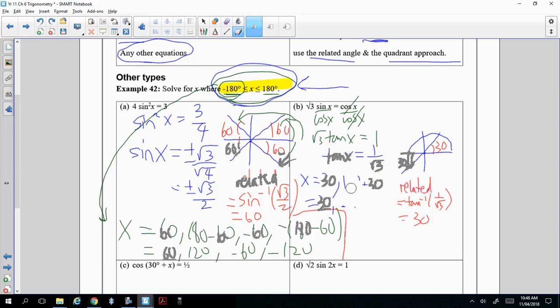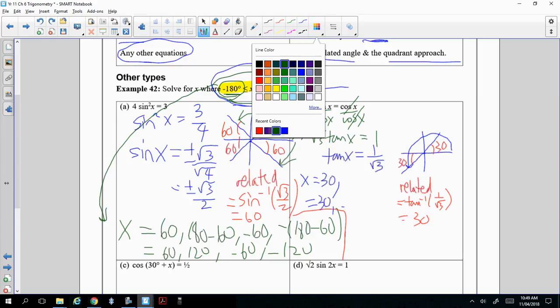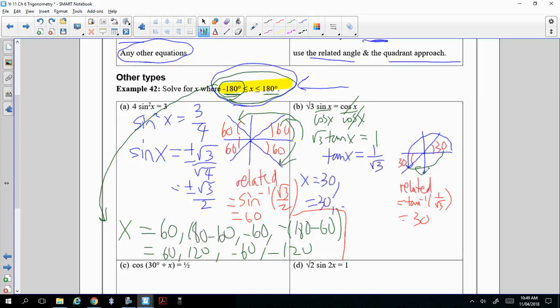So what I need to do is to go backwards. So I have to go back. So I do going back like this. So instead, you do negative 180 minus 30. So that gives you negative 150 as the other answer. Alright, done.